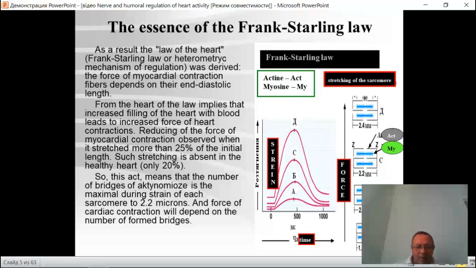So this law means that the number of bridges of actinomyosin is maximal during strain of each sarcomere to 2.2 microns, and force of cardiac contraction will depend on the number of formed bridges.